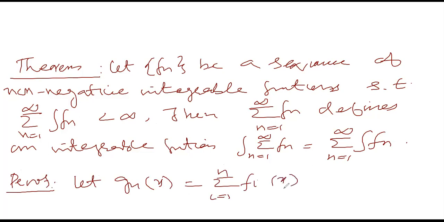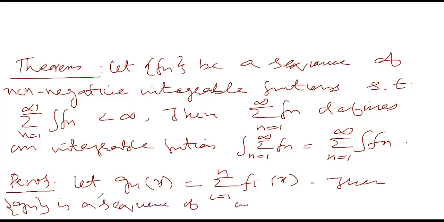Since f_i is non-negative, g_n is a sequence of integrable functions, because it's a finite sum of integrable functions. And this g_n is monotonic increasing almost everywhere, because g_1 is f_1, g_2 is f_1 plus f_2, and these f_i's are non-negative. You are adding non-negative numbers, so it's monotonic increasing almost everywhere.